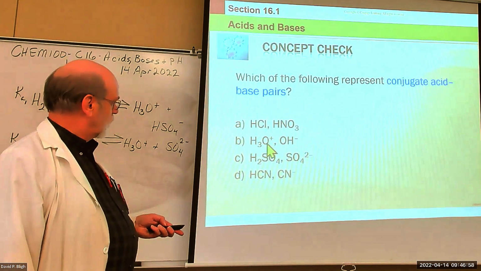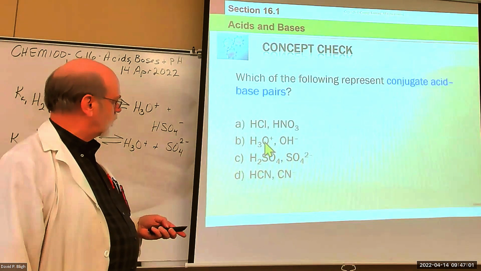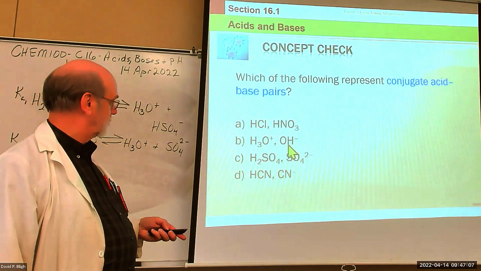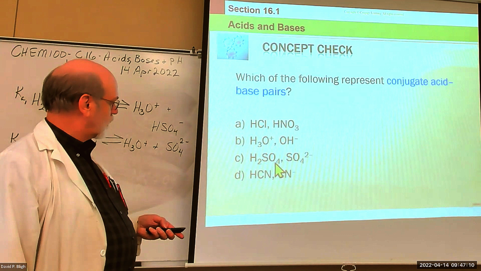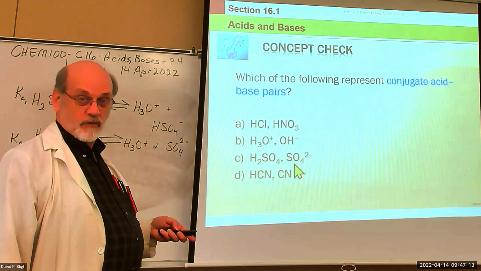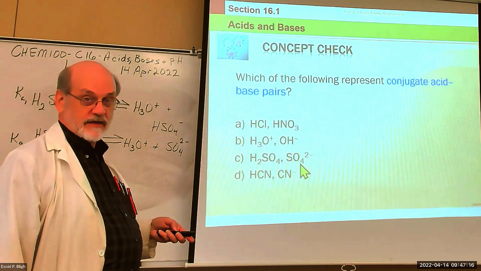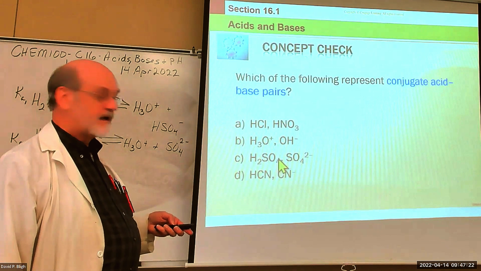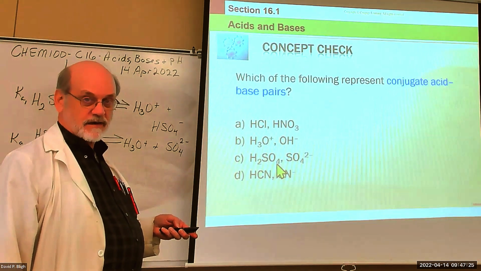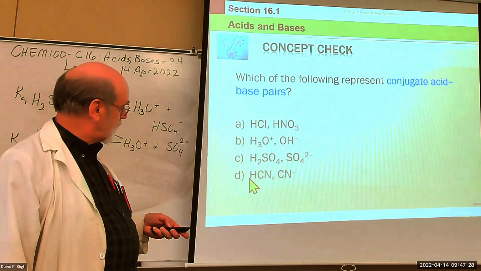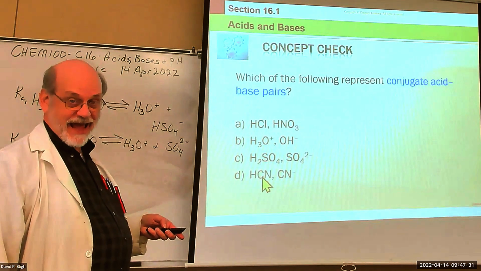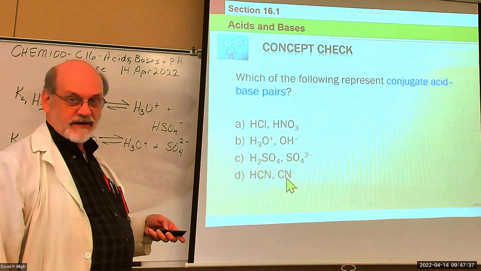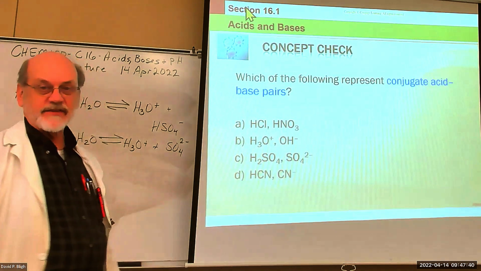How about this one? What happens if you lose a proton from the hydronium ion? What do you get? You get water. You don't get a hydroxyl. How about this one? Sulfuric acid to sulfate. What's wrong with this one? Well, you've got sulfate on both sides. That's okay. But you've lost two protons. And that's forbidden. You can't do that and make a conjugate acid-base pair. So here you have hydrocyanic acid. Remember our nomenclature? Lost a proton, makes the cyanide ion. That's the ticket.